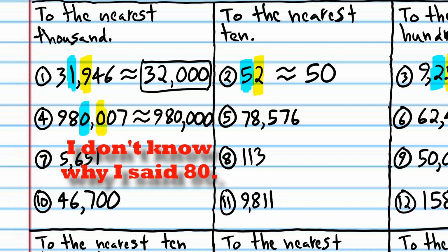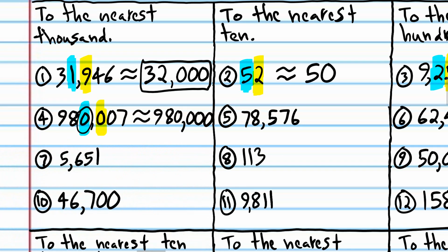So again, this number told us to round down, which means this number doesn't change, and all these numbers, as usual, they all become 0. It doesn't matter if you're rounding up or down. All these numbers, the yellow number and all the numbers to the right, they'll always go to 0.